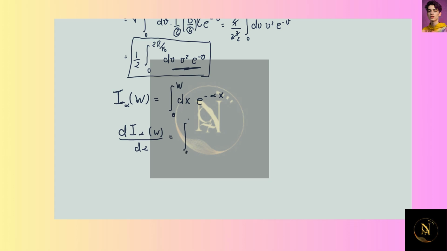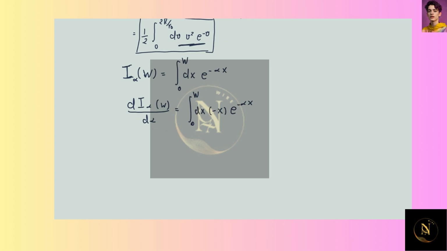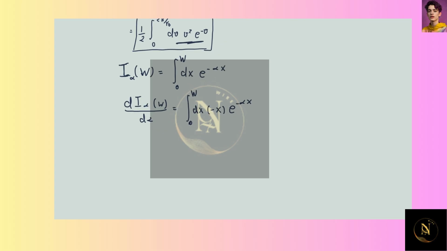This is equal to the integral from 0 to w of dx. The derivative of an exponential is itself, but we are deriving with respect to alpha. So we get a factor of minus x here, and that's it. So note that applying the derivative with respect to alpha in this function results in a new factor of minus x here. So guess what? If we derive it twice, we get the integral we are trying to solve, which is dx x squared e to the minus alpha x.